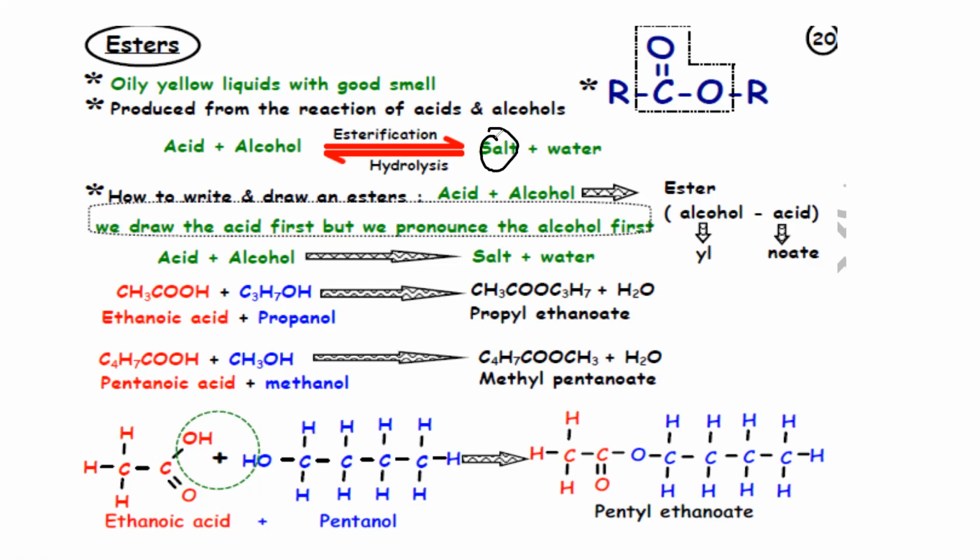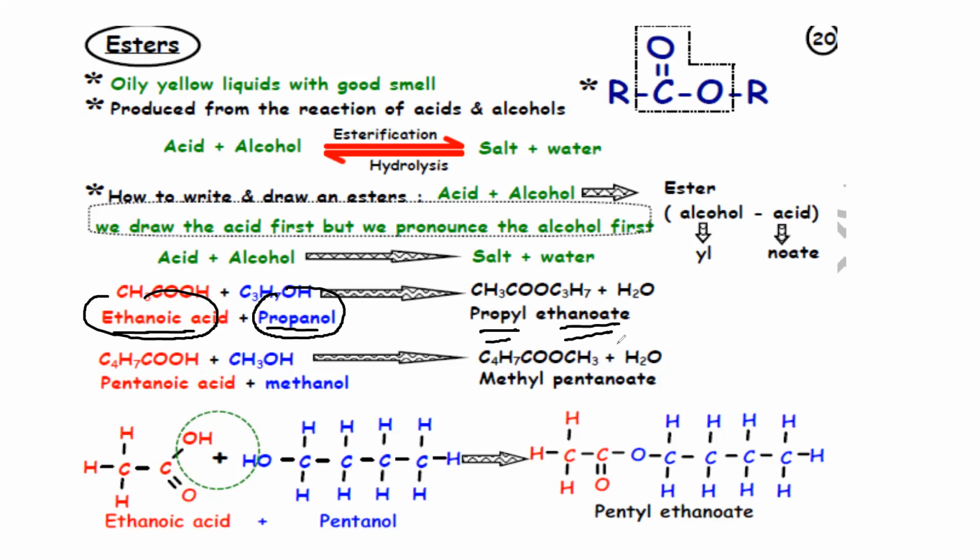Basically this is an ester, and the reverse process is known as hydrolysis, a reverse reaction. So if we have ethanoic acid plus propanol, they can write the acid first and alcohol last, or they can write alcohol first. But whenever you write the name of the ester, the first part of the ester is always from the alcohol. So it is propanol, that's why it is propyl. And ethanoic acid will give ethanoate.